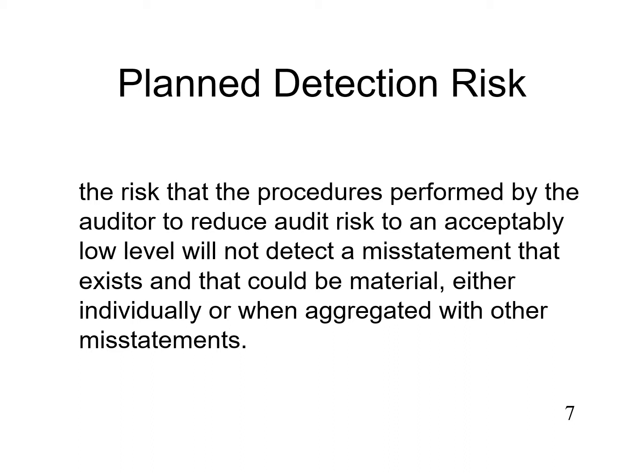So for this, I'm not really a stickler. I want you to know what detection risk is, but the procedures performed by the auditor don't reduce audit risk to an acceptably low level. The procedures performed by the auditor may not detect a material misstatement. So I want to know that you know that the detection risk is the auditor's. The auditor can reduce detection risk with the procedures they perform.